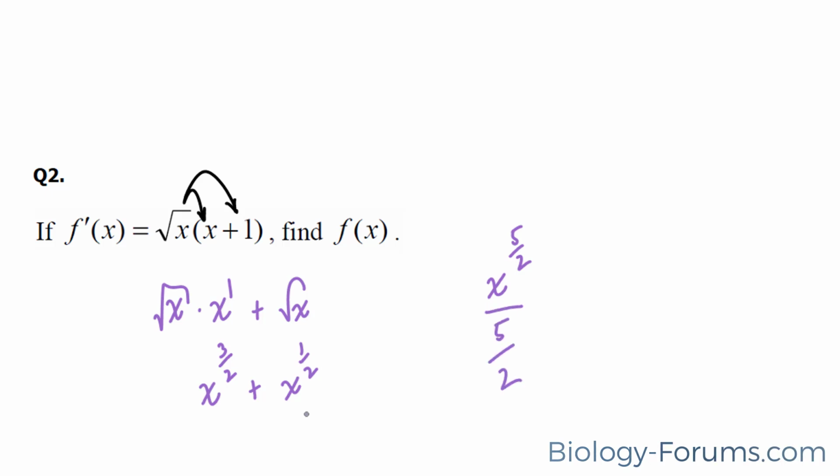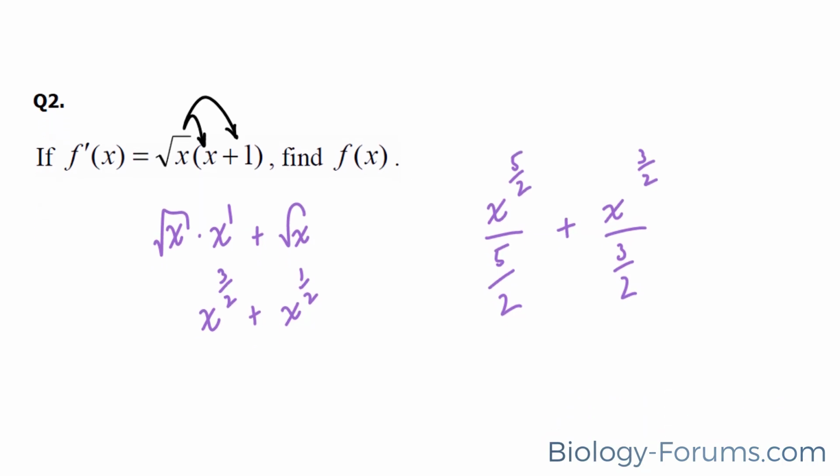And similarly, we'll do the same thing for the second term. 1 plus half is equal to 3 over 2. So x to the 3 over 2, and we're going to put a plus sign in between. We're going to take 3 over 2 and put it at the bottom. And if we simplify, we end up with the following: 2x to the 5 over 2 over 5 plus 2 times x to the power of 3 over 2 over 3. And now also don't forget the most important part, the plus c.